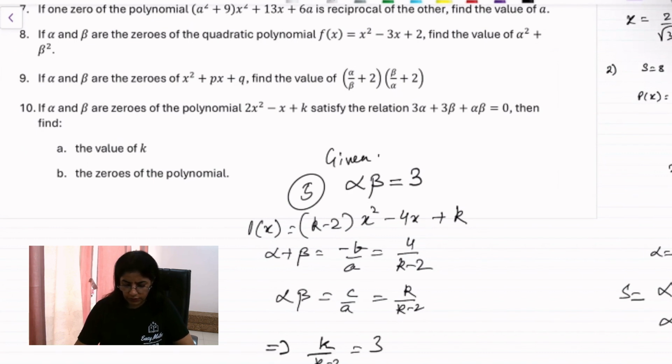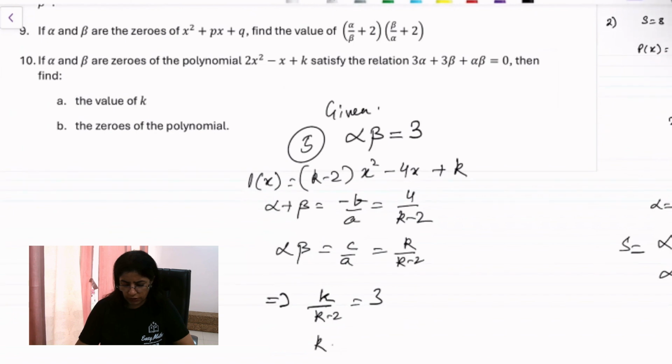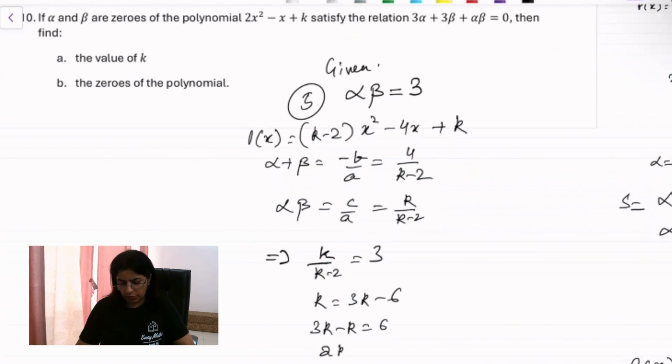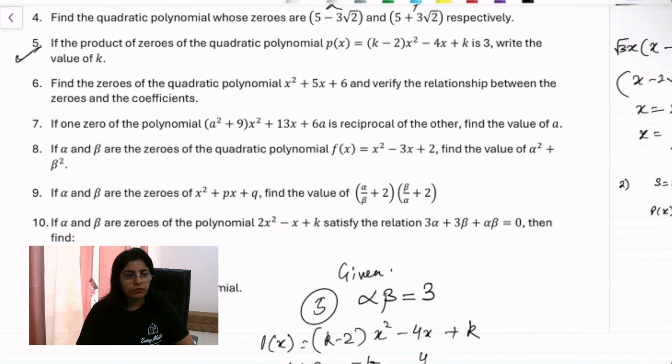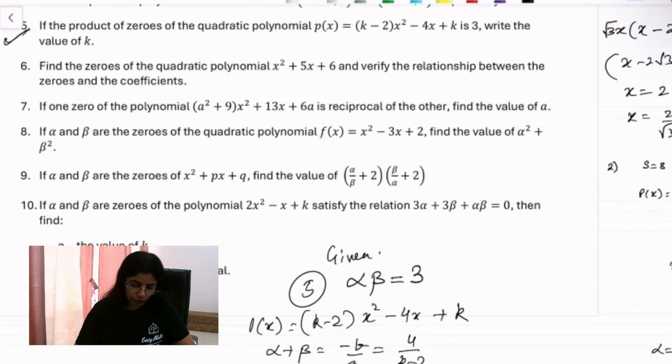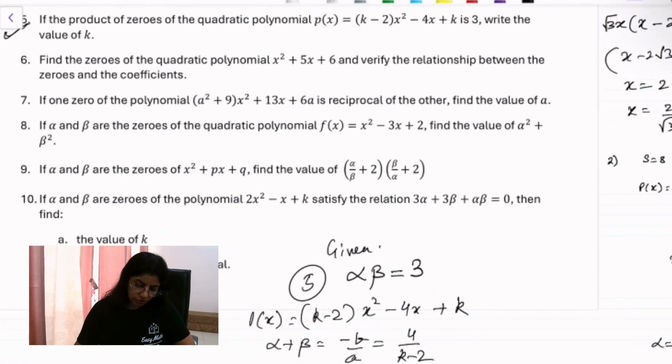Now in the question this is given to you, it implies k upon k minus 2 is equal to 3, k is equal to 3k minus 6, transposing 3k minus k is equal to 6, 2k is equal to 6 and k is equal to 3. Okay, moving on to the next question.